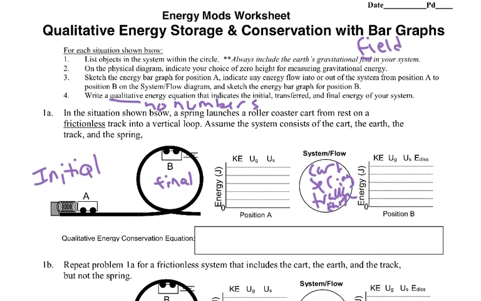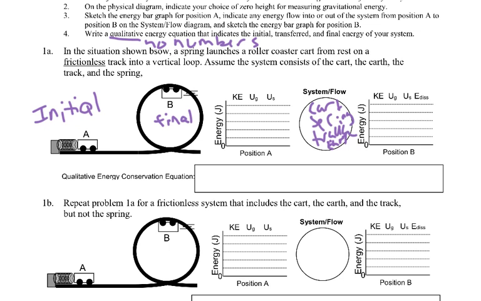Okay, and then step 2 up here said to indicate the choice for zero height. So traditionally, we usually just use the ground or the lowest point here that the object will be at. So this is what I'm going to use for my zero height. That means at position A, it's going to have zero height. At position B, obviously, it's going to be at a position that is not a height of 0.